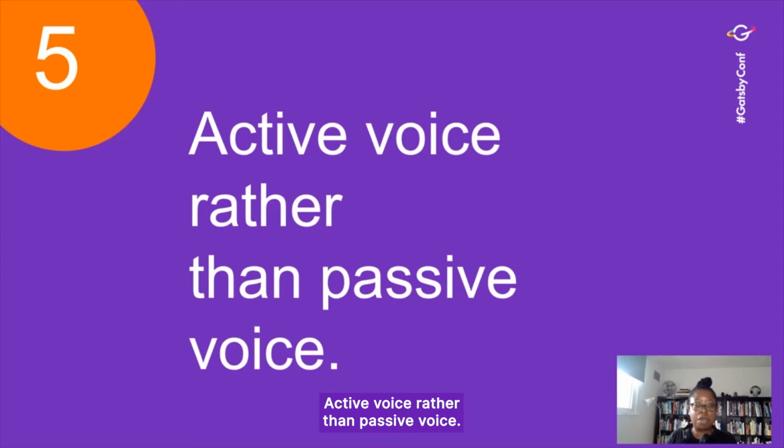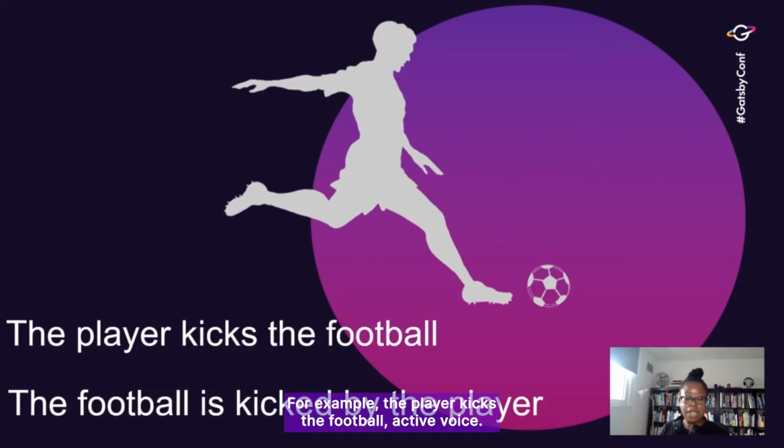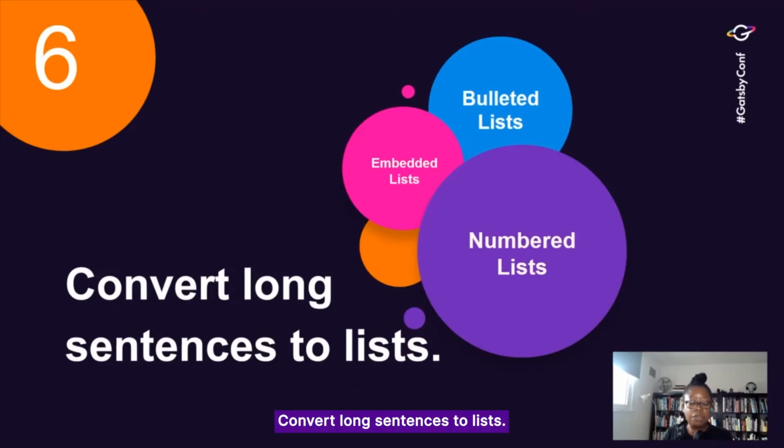Active voice rather than passive voice. The vast majority of sentences in technical writing should be in an active voice rather than a passive one. Active voice makes sentences short, punchy, and direct to the point. For example, the player kicks the football, active voice. The football is kicked by the player, passive voice.